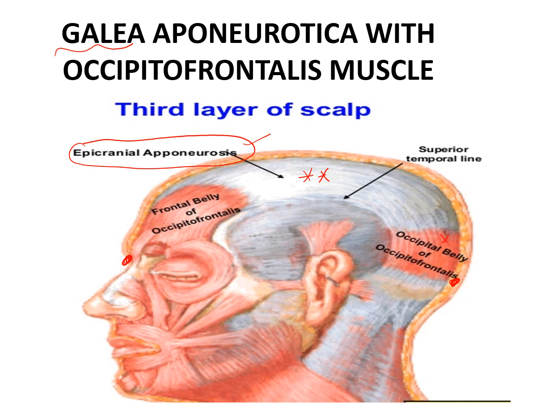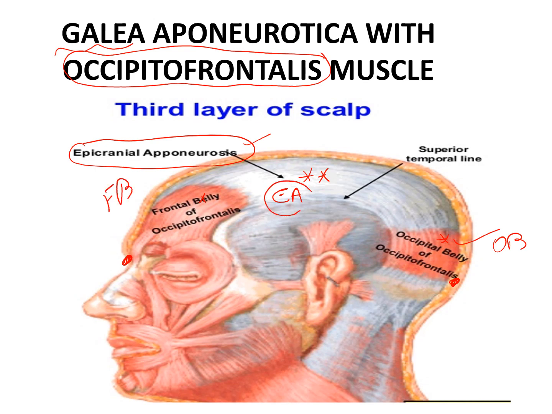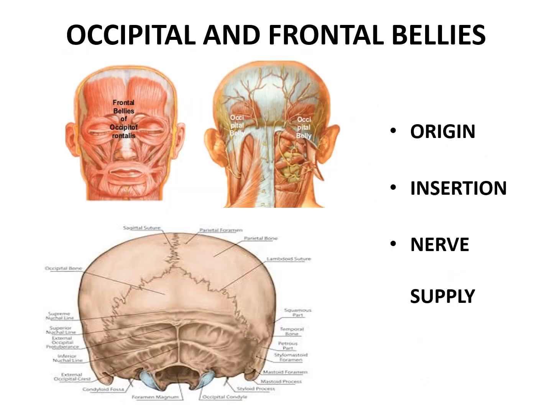There are two muscles which are attached to this epicranial aponeurosis, and this muscle on the whole is called as occipitofrontalis. So at the back we have occipital belly and in the front we have the frontal belly. Both the bellies are attached to the epicranial aponeurosis. So we will discuss the origin, insertion and nerve supply of both the bellies.